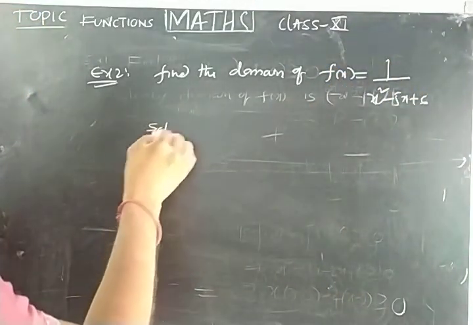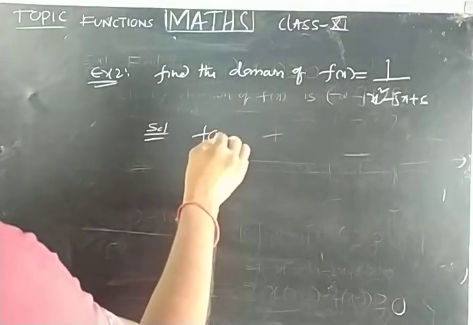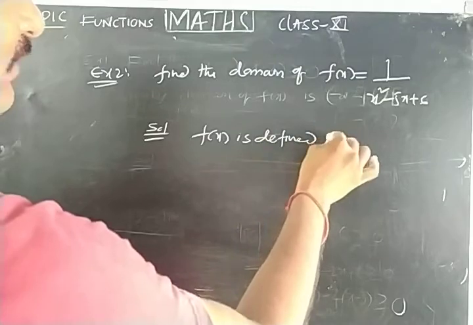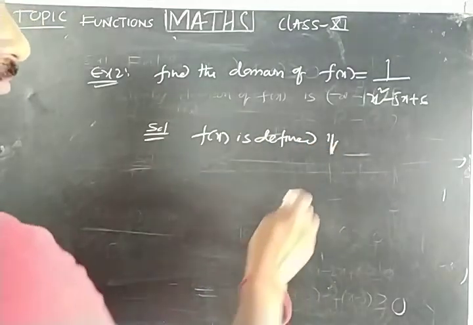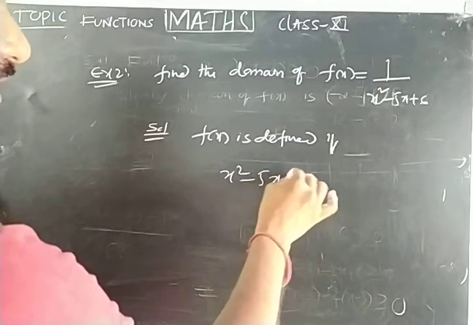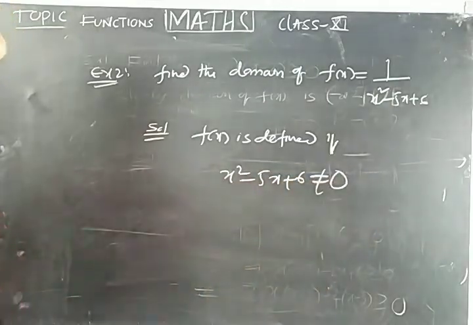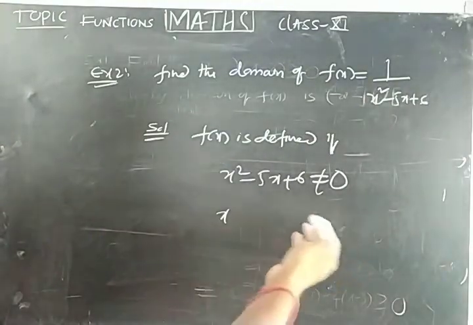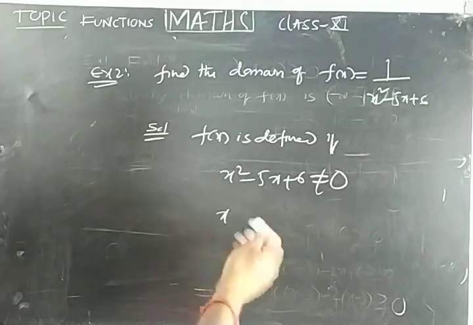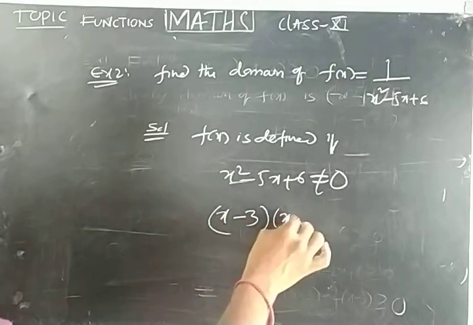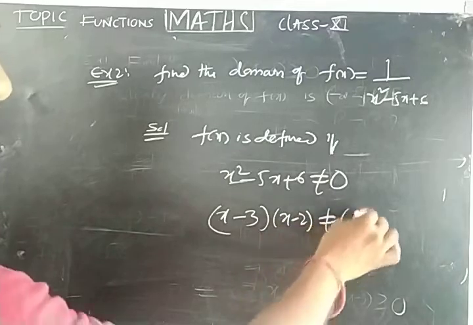So solution: f of x is defined if x square minus 5x plus 6 is not equal to 0. If it is not equal to 0, then only it is defined. So again I am splitting into factors. Already we got the factors in the previous problem. What are the factors of this expression? (x minus 3)(x minus 2) not equal to 0.